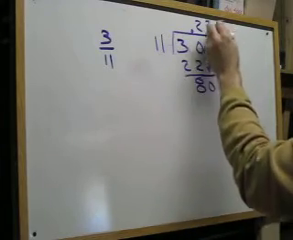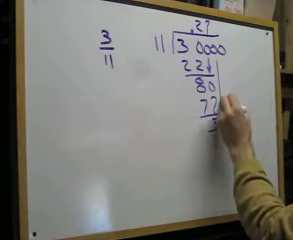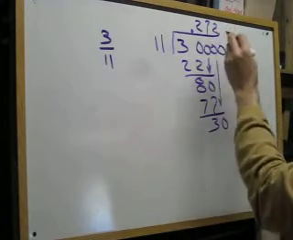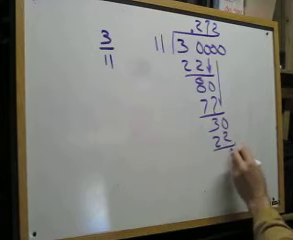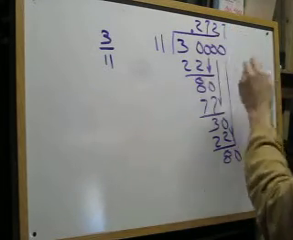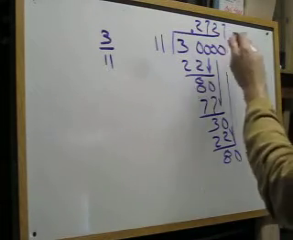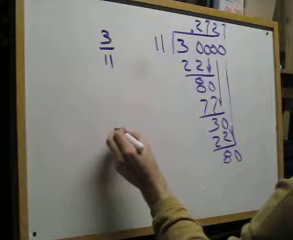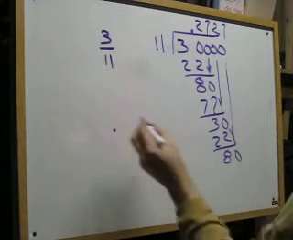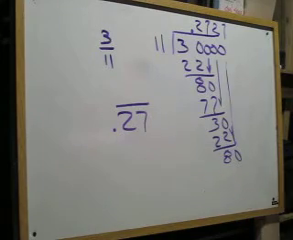11 goes into 80 7 times. 77. Bring down a 0. 3, bring down another 0. 2. 2 times 11 is 22. Bring down another 0. And notice I'm repeating. So once you find out this is repeating, instead of writing 0.272727 forever and ever, you're going to write 0.27 and put a line over the 2 and the 7.